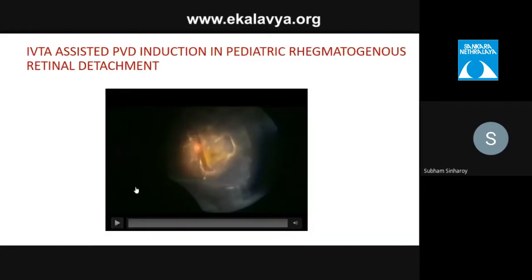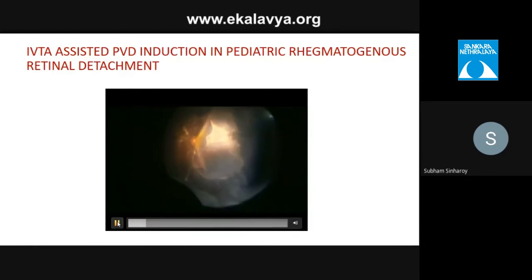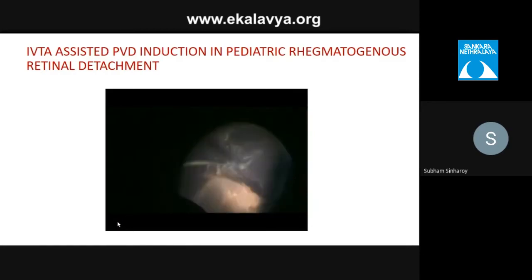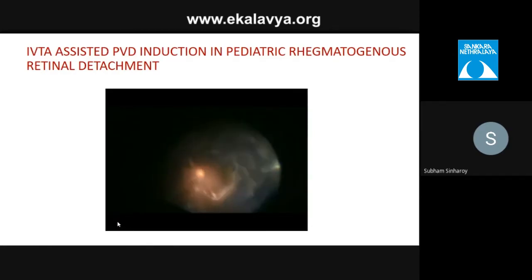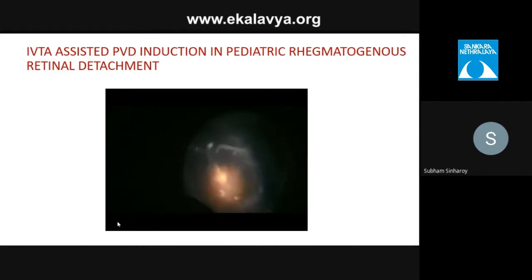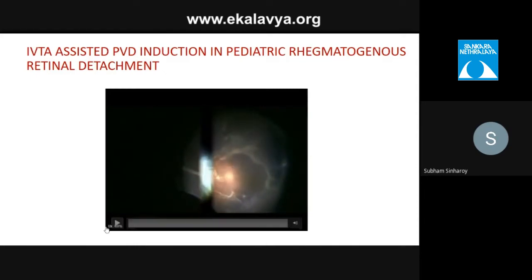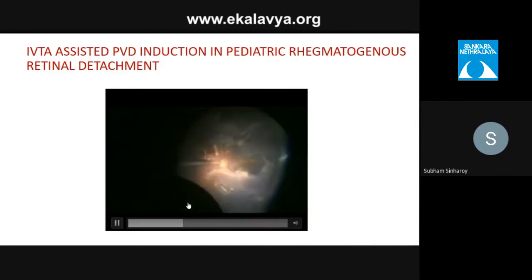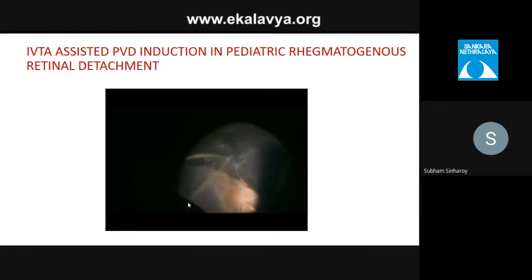This is another situation in a pediatric detachment where the vitreous is very adherent and is not amenable to PVD induction with active suction with the cutter. After IVTA staining, we tried with the cutter, but it was not amenable. So forceps was used, literally to peel the vitreous sheet from the detached membrane, just like membrane peeling in diabetics. You can see how the forceps is used to lift the vitreous in each and every quadrant to peel it.